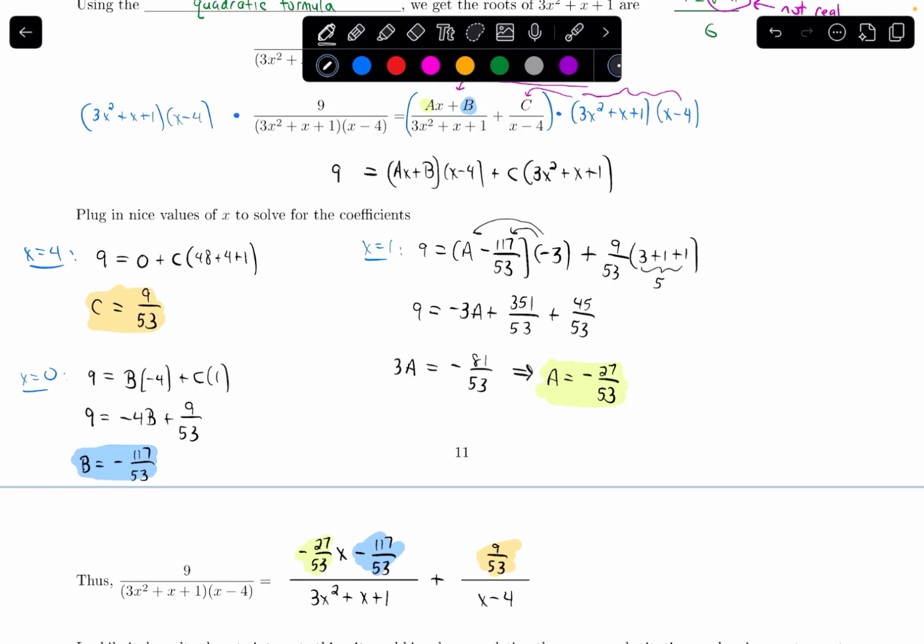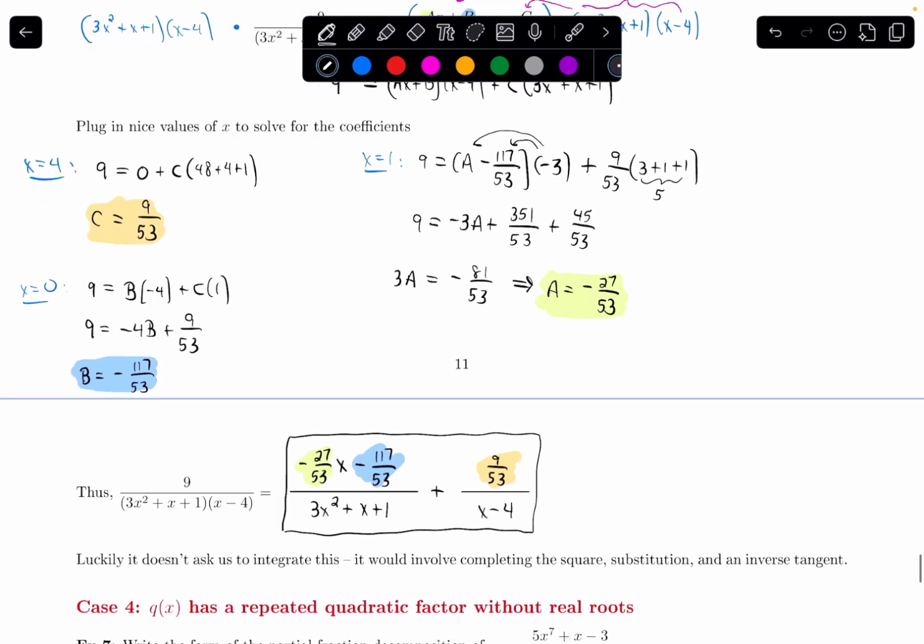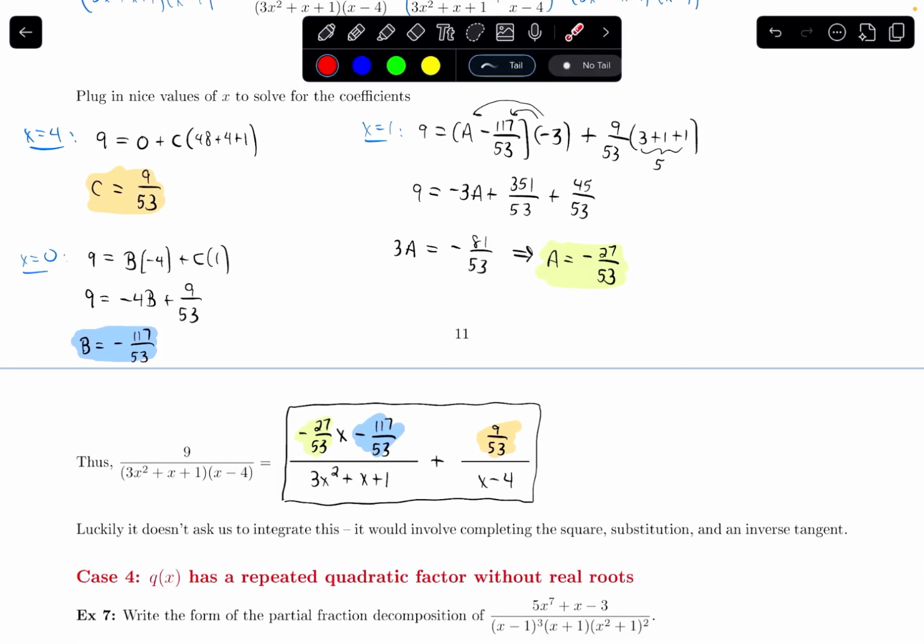For this problem, it just wanted the partial fraction decomposition, which means it just wanted up until here. It didn't actually ask me to do the antiderivative, thankfully, because if we did need to do the antiderivative of this, for this first term, it turns out we would have to complete the square on the denominator. We'd need a u substitution. And then eventually we would pop out an inverse tangent. So there's just a lot involved in this antiderivative.